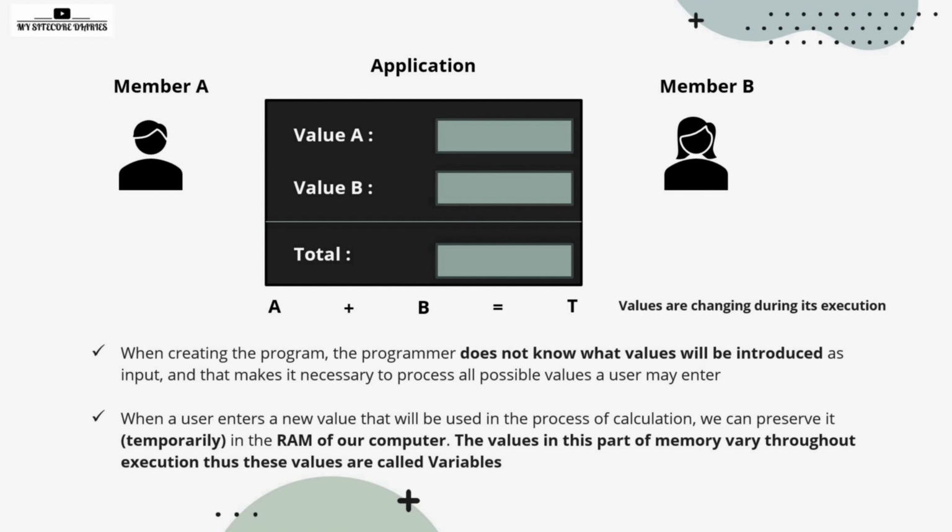So whatever input you are taking and storing into the RAM of your computer, that value varies across the execution of the application. Those values which are stored are called variables. So in this example, where you are taking value A and value B, A and B are the variables.